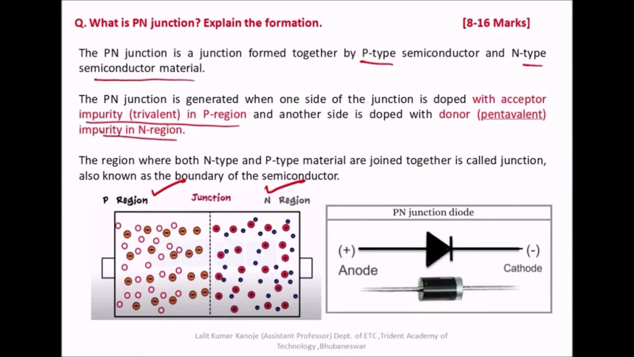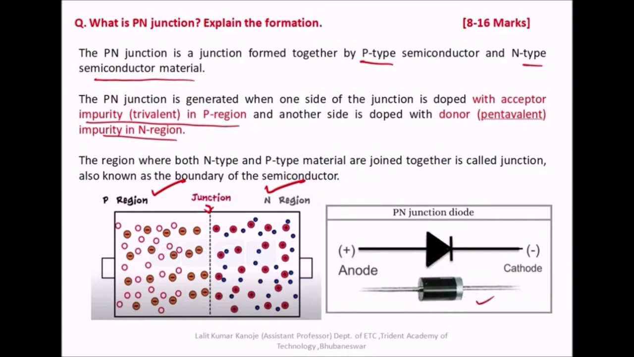This is the second number point. Third number point, the region where both N-type and P-type materials are joined together is called the junction. This particular line is called your junction. Remember this one. Okay. So a PN junction diode looks like this one.